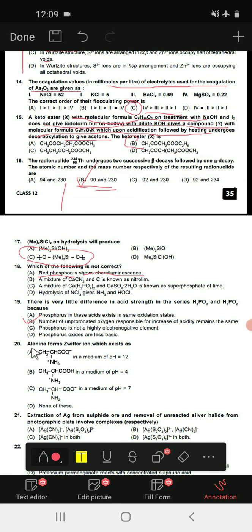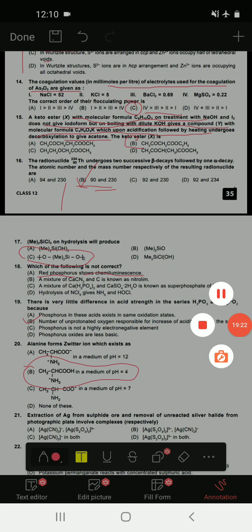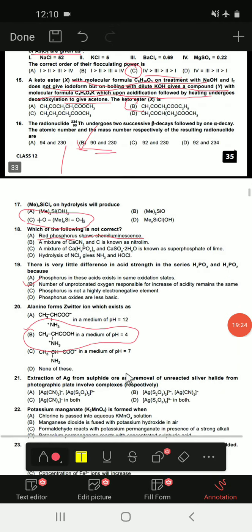Now the next one: alanine forms a zwitterion which exists as. These are the four options given. You have to find which is the zwitterion in a medium of pH 12, pH 4, pH 7. Correct answer option B. This is the form of the zwitterion at a medium of pH equal to 4. After that, we have the next question, question number 20.